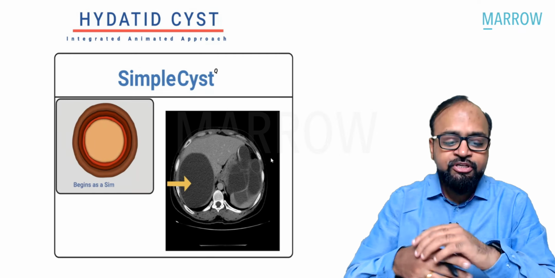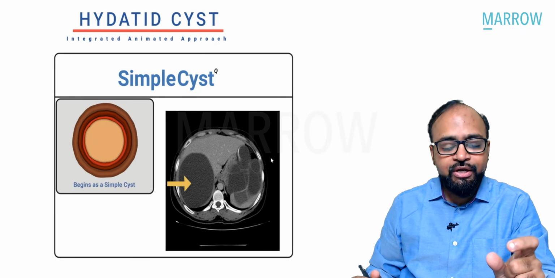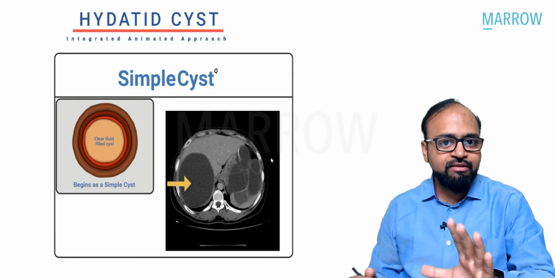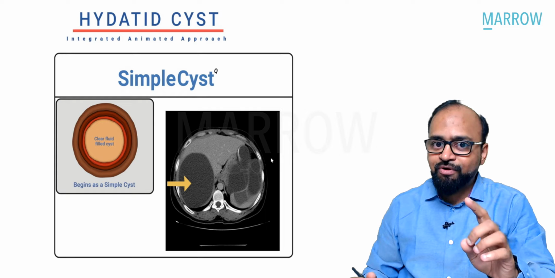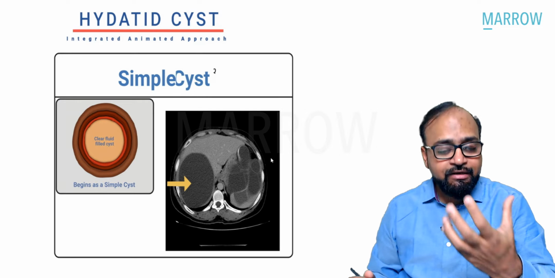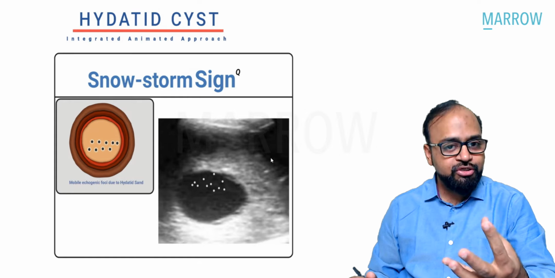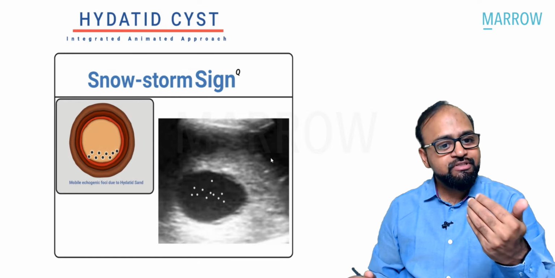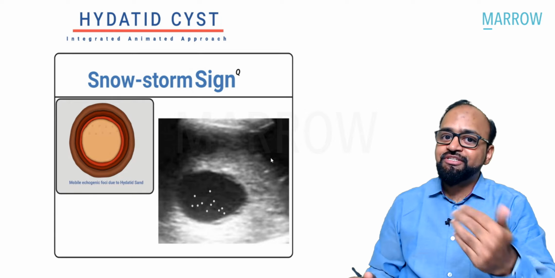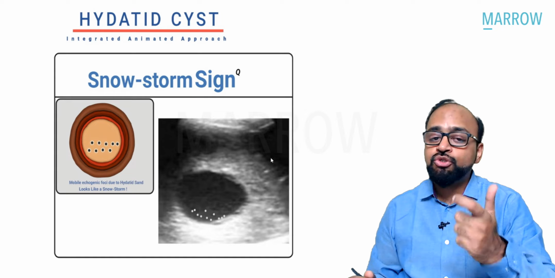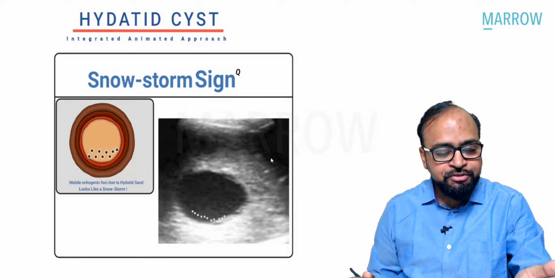Look at this CT image. You can see a simple cyst. Look at the yellow arrow there, simple cyst within the liver, right? At this point, it is indistinguishable from the other causes of simple cyst. Then I said, what happens? The hydatid sand is produced within the cyst. So this sand looks like these bright dots, like a snowstorm, right? These are mobile echoes. When the patient changes position, these echoes will fall down to the new dependent part. This is what is called the snowstorm sign of hydatid cyst.